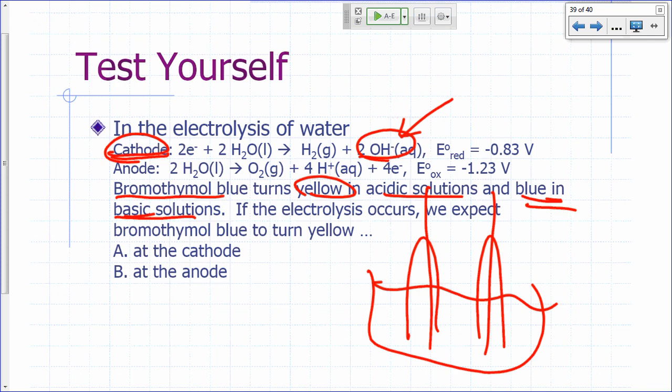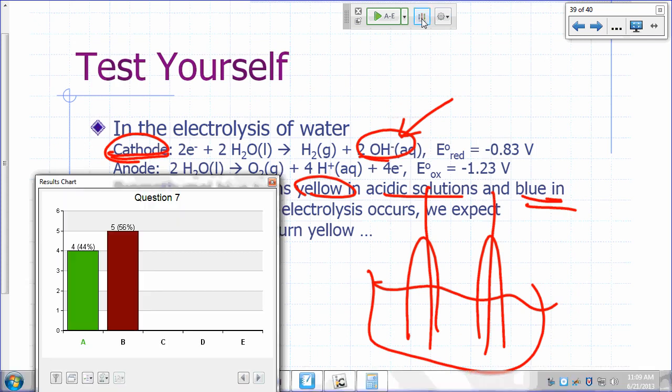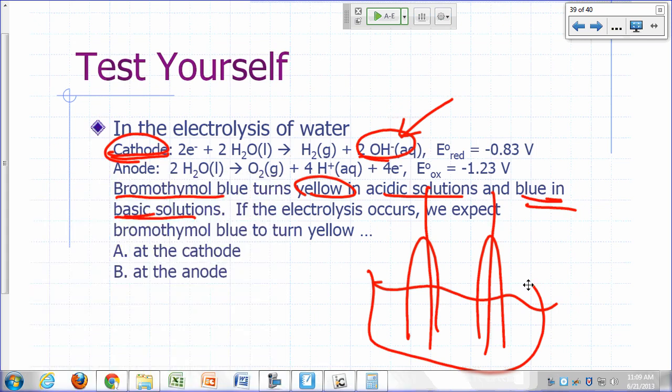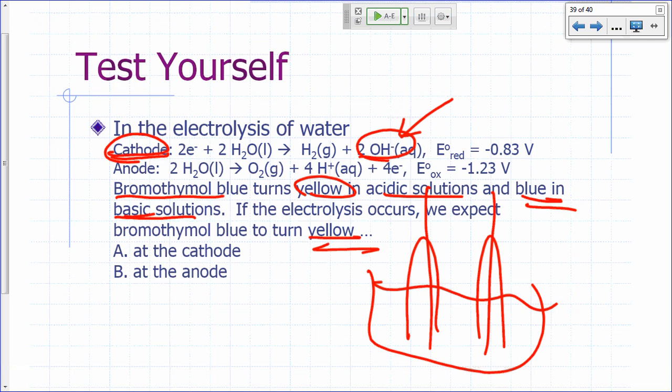Wait, the question was asking which one turns blue or which one? Oh, I'm sorry. Where it turns yellow. I wasn't paying attention. Where it turns yellow is where it's acidic, right? So acidic at the anode. Correct answer is B. Sorry about that.